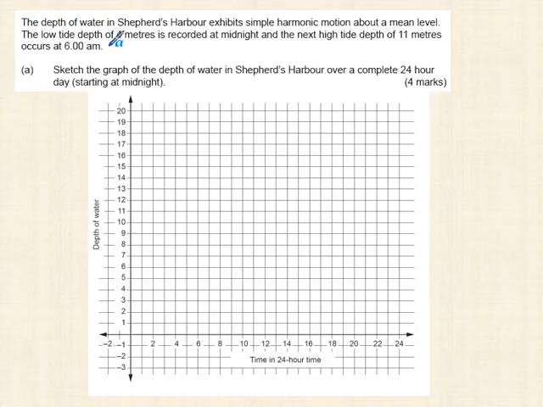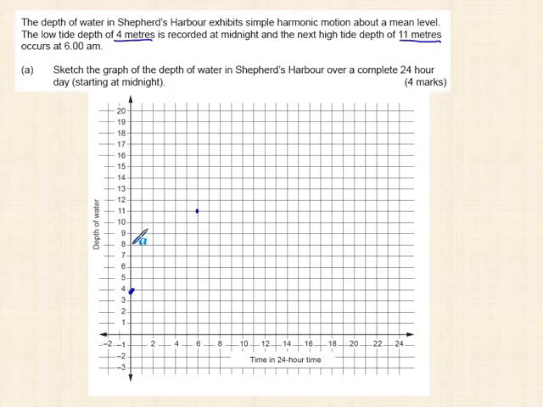The depth of water in Shepherd's Harbour exhibits simple harmonic motion about a mean level. The low tide depth of 4 meters is recorded at midnight, and the next high tide of 11 meters occurs at 6 a.m. We want to sketch the graph of the depth of water in Shepherd's Harbour over a complete 24-hour day. So we had 4 as the low at midnight, then 11 would be at 6 a.m.